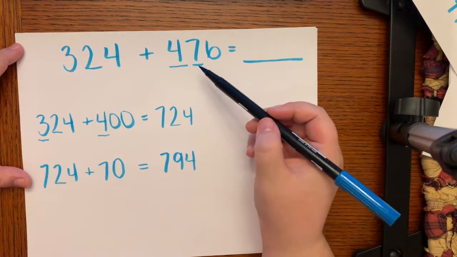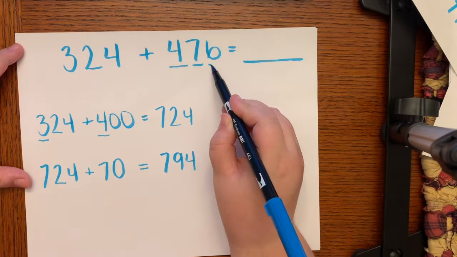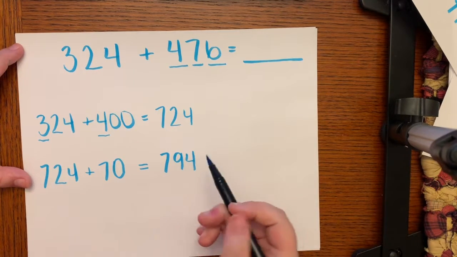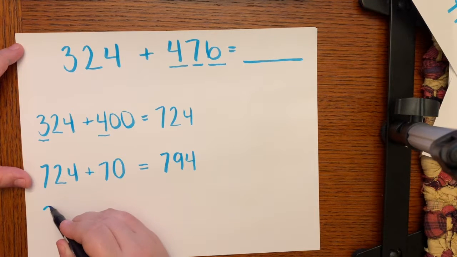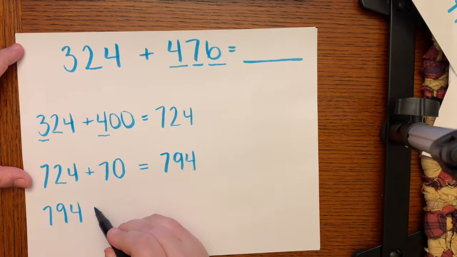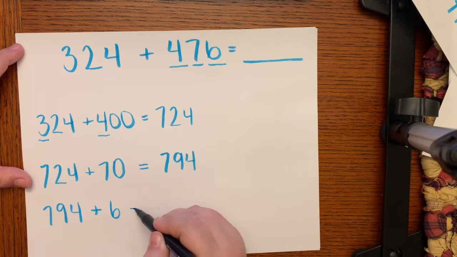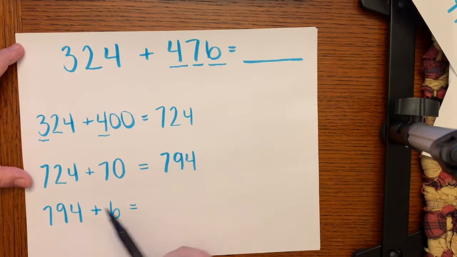All right, we're almost done. We've added our hundreds and our tens. Now we just need to add our ones. So our ones value is 6. So we're going to take our partial answer and write it over here, 794 plus 6. All right, so when we add 6 and 4, we get 10.